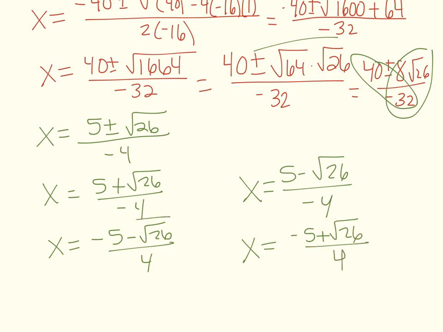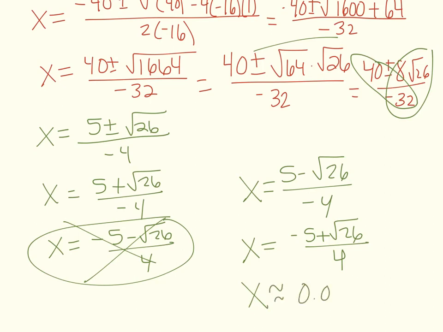Well, this answer is going to come out negative, so we're going to toss that one away because we don't want to go back in time, we want to go forward in time. For the other one, let's go ahead and find a decimal approximation since we're talking about time. If we take the square root of 26, subtract 5 from it, divide it by 4, we get that x is approximately 0.02. So it doesn't take very long at all.